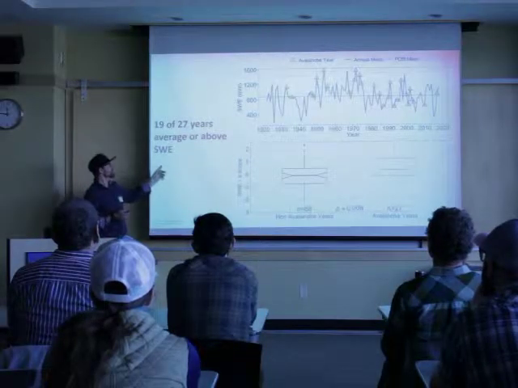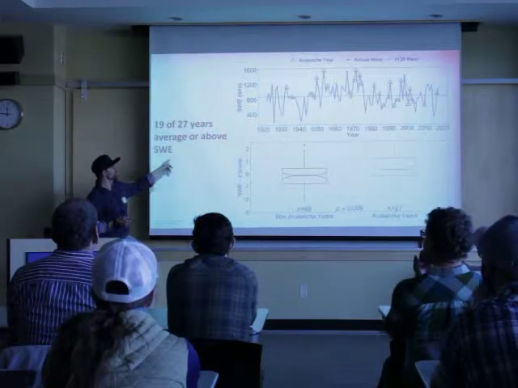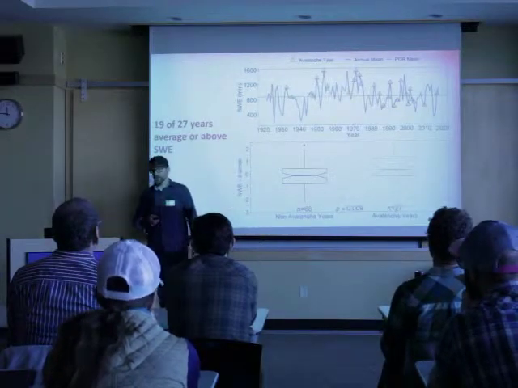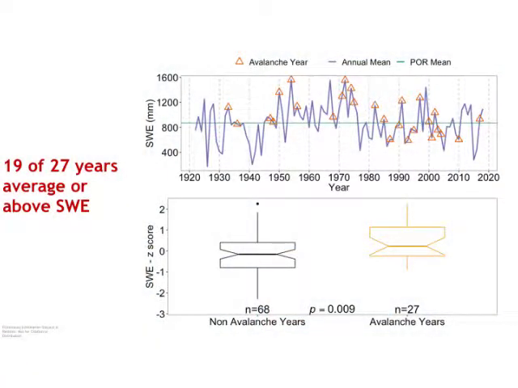So 19 of 27 years have average or above SWE, and this is right up here. There is a significant difference between non-avalanche years and avalanche years when we're looking at SWE. This is no surprise, right? We get more snow, we're going to have more avalanches typically. However, and we all know this in this room, we can have large magnitude years. You can see the triangles below the green line. We can have large magnitude years in low snow years.